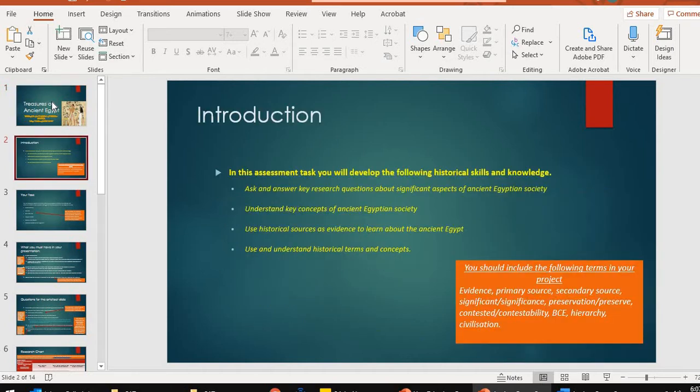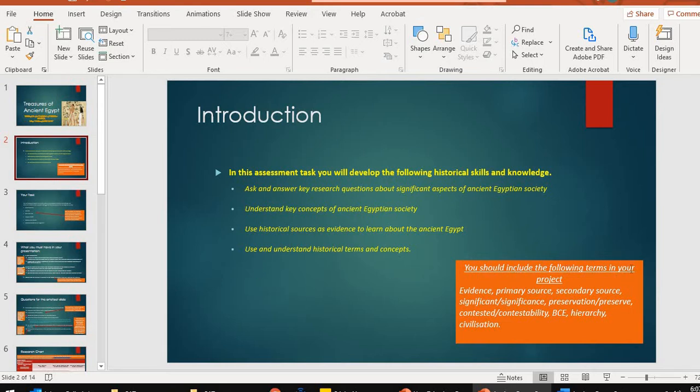So in this assessment task, you'll need to develop the following historical skills and knowledge. Ask and answer key research questions about significant aspects of ancient Egyptian society. Understand key concepts of ancient Egyptian society. Use historical sources as evidence to learn about ancient Egypt. And use and understand historical terms and concepts.